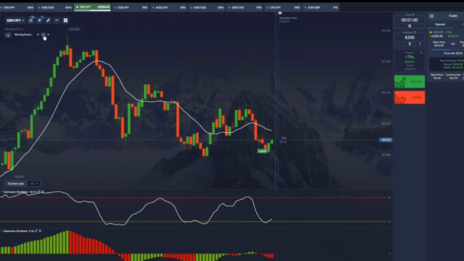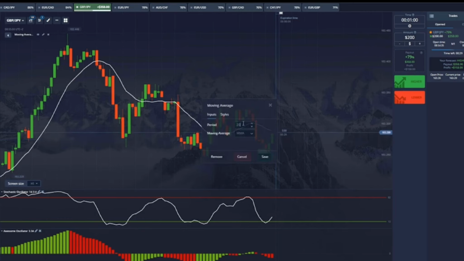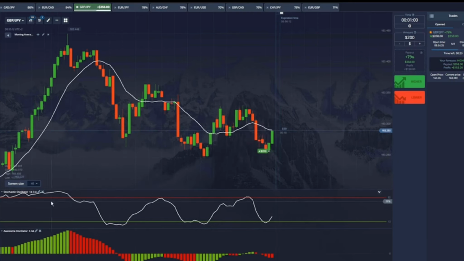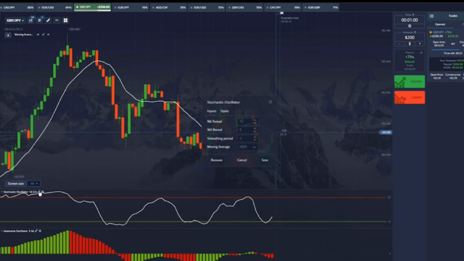First indicator is the moving average with period 20 and type WMA. The next indicator is the stochastic oscillator with K period 14, and the D period is not used. The smoothing period is 4, and the overbought line is set at 82 and the oversold line at 13.